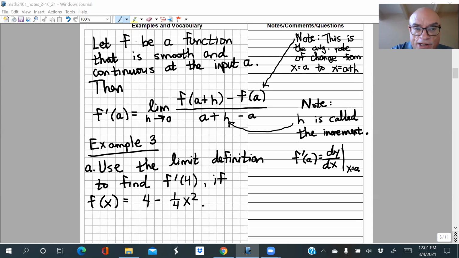This can be just any old function, but now we do have to assume that the function, when we graph it, is smooth. So it can't have a bunch of corner points on it. It's got to be a nice smooth curve, and it's continuous, right? So it's connected at some input. Okay, so this input A means some number that's going to be a specific number in the domain of your function.